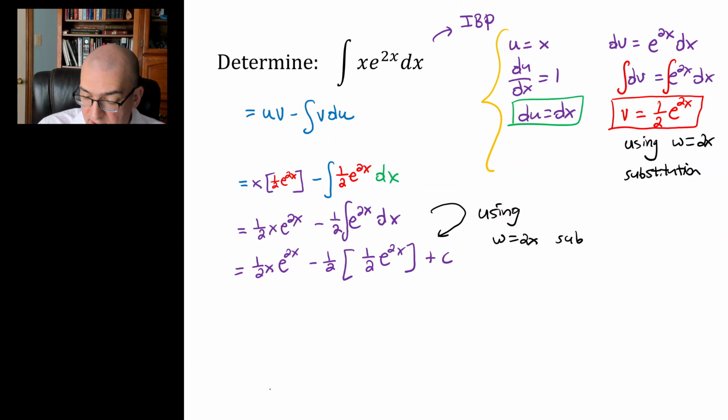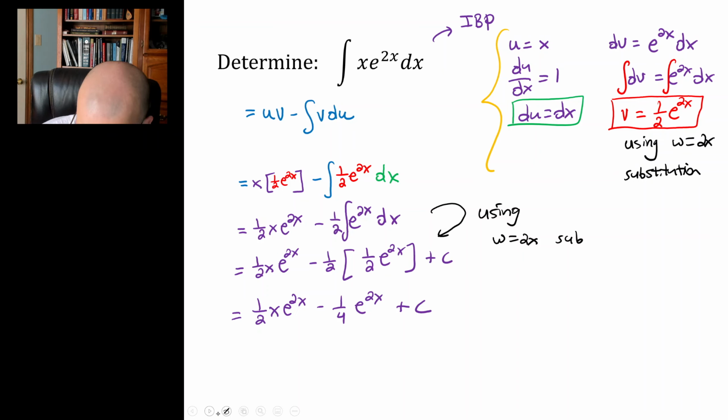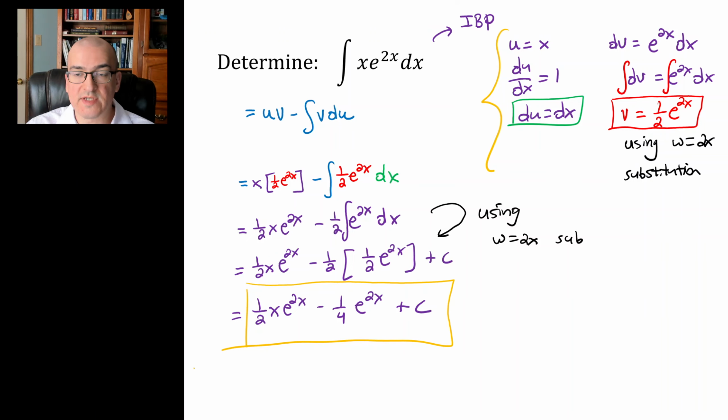And we can rewrite that. 1/2 times 1/2 is 1/4. That's our final answer. So in this problem, we had to use integration by parts and we had to use substitution. IBP plus substitution. And I didn't show the substitution step because it's very fast and I don't want to cause clutter.